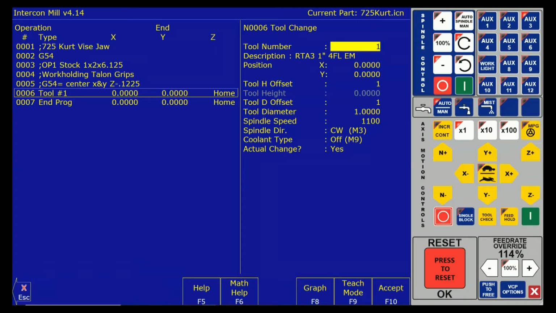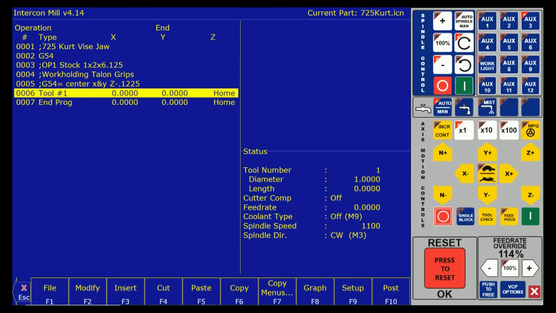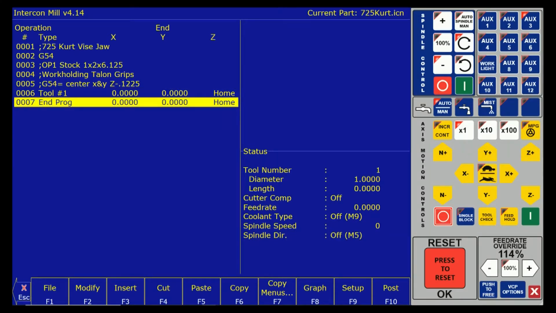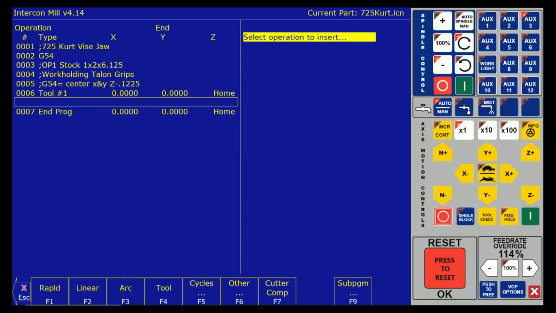So I came out of the insert screen, you rascal. So now I need to escape one more so I can get the bottom keys active. I need to come down and highlight operation 7 because I want to insert above it. So now I press F3 to insert. Now, I come across the bottom and look at my selections.